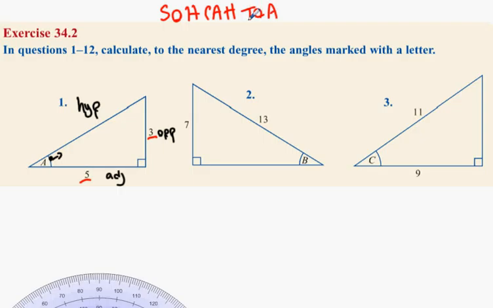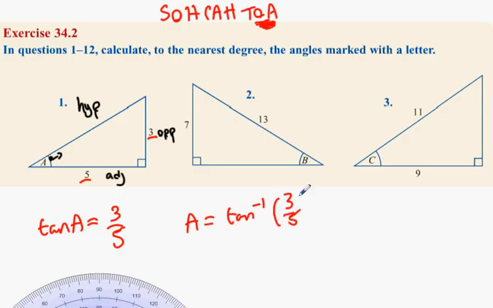When you write down so, ka, toa, guys, you choose which 2 you have. You want to use O and A. O and A is which one? Toa. Tan A is, anybody? Tan A is 3 over 5. Now, to find out what angle this is, you press what's called a tan inverse button. You press tan inverse 3 over 5.